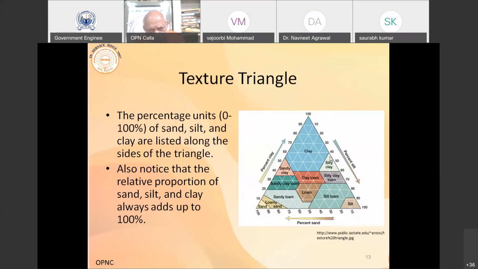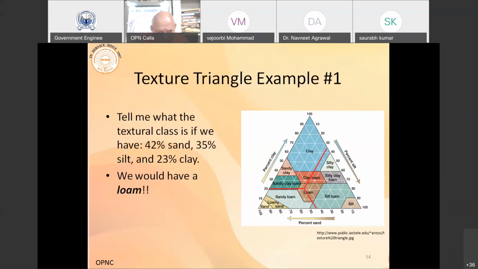We'll take an example. Here we're trying to find out: if the soil which has come to us has 42% sand, 35% silt, and 23% clay, then we take this triangle and apply this. That is 20% clay, 43% sand, and silt is 43%. And then the point where they meet is the norm. So that means we can say that this soil having these parameters is loam soil.